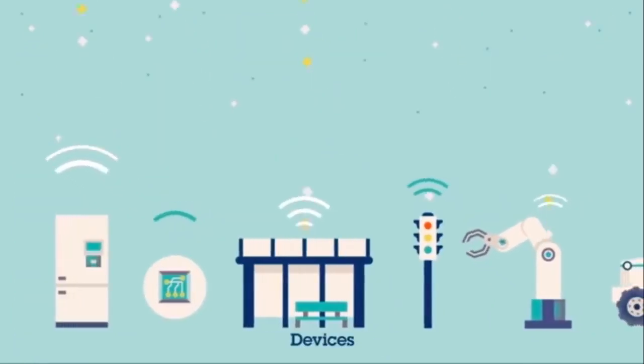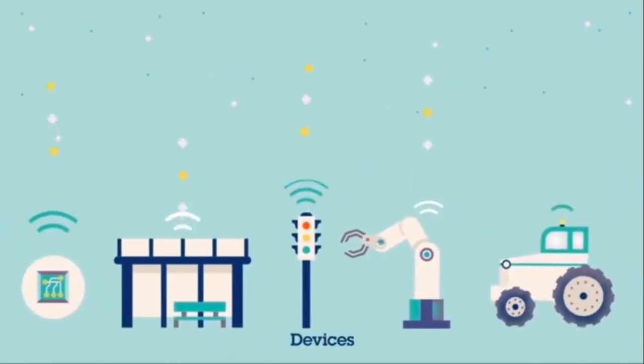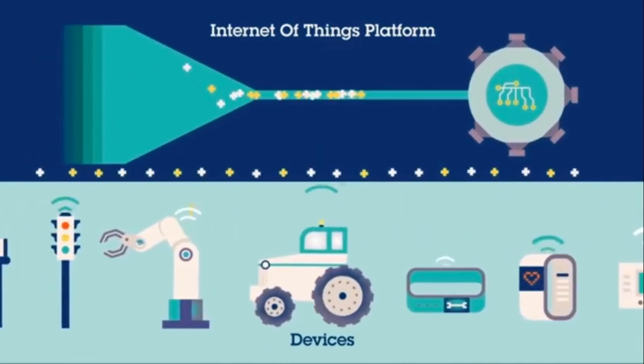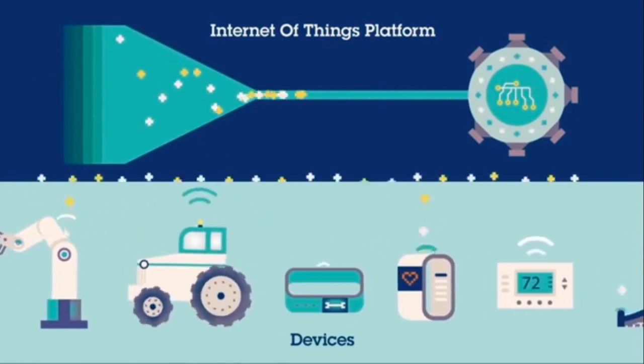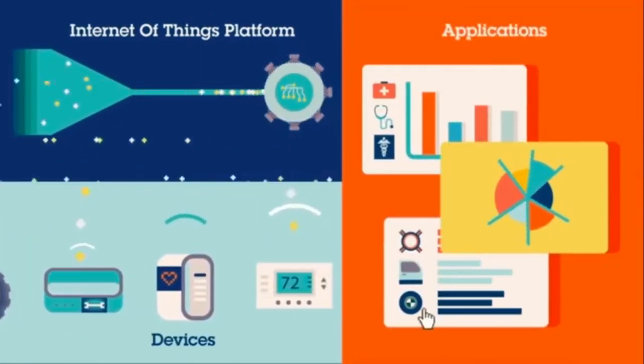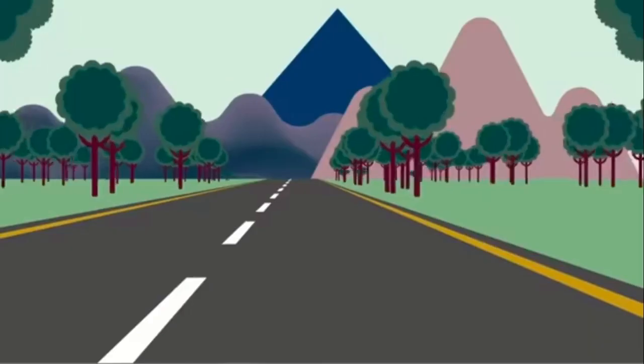The process starts with the devices themselves, which securely communicate with an Internet of Things platform. This platform integrates the data from many devices and applies analytics to share the most valuable data with applications that address industry-specific needs. Let's start with a simple example, a car.